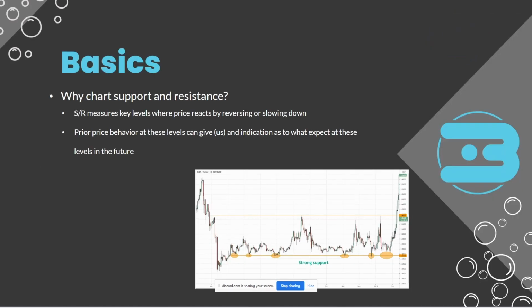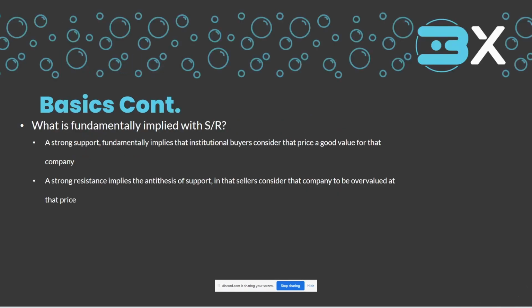So the basics, why chart support and resistance? Support and resistance measures levels where we expect, as retail traders, price action to slow down, reverse, reject. Using prior charting, we can predict what the ticker is going to do at these key levels. Fundamentally implied with support and resistance is that a strong support implies that institutional buyers, the people who drive the price action behind everything, consider a fair value for that stock.